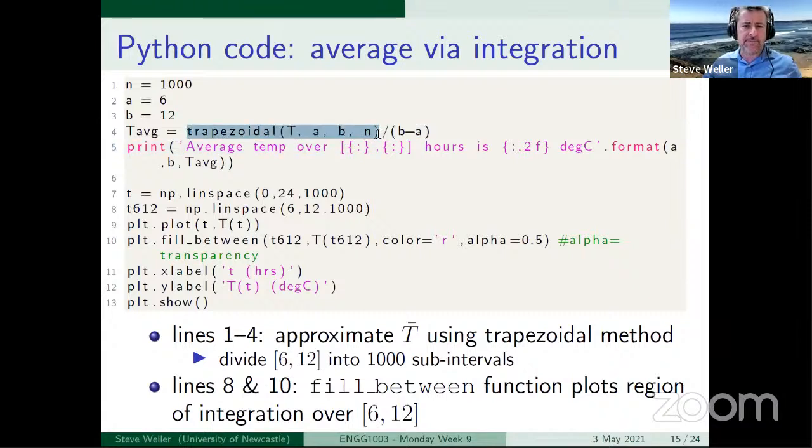So here's the function call, trapezoidal function T, limits of integration A and B, and n is the number of panels, the number of subintervals that we're going to integrate the function over. The example I showed earlier today had 4 panels, 4 trapezoids approximating the function. This time we're going to use 1,000, so that we would hope that the approximation error is very small. But notice in line 4, we compute the integral, and that's the shaded bit of code that I've got there, and then we scale it by dividing it by B minus A. Why do we do that? Because we're computing the average temperature.